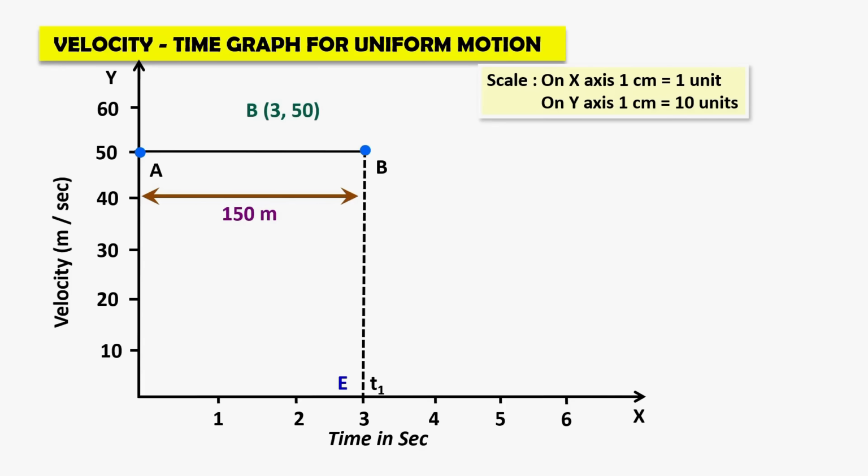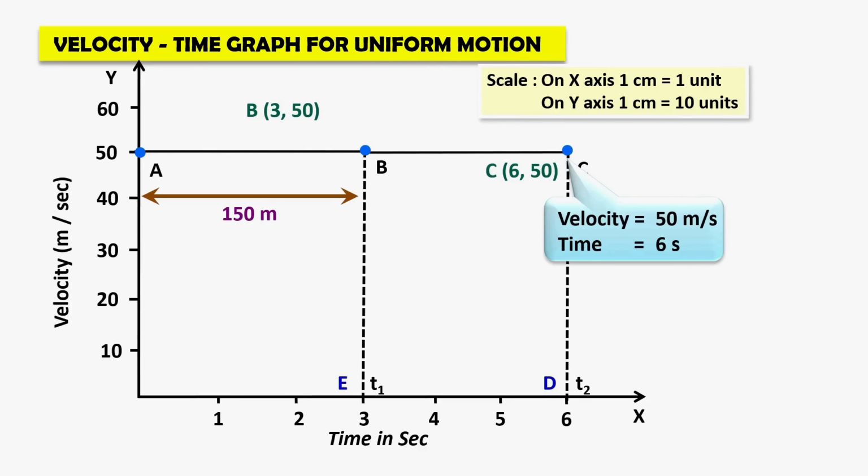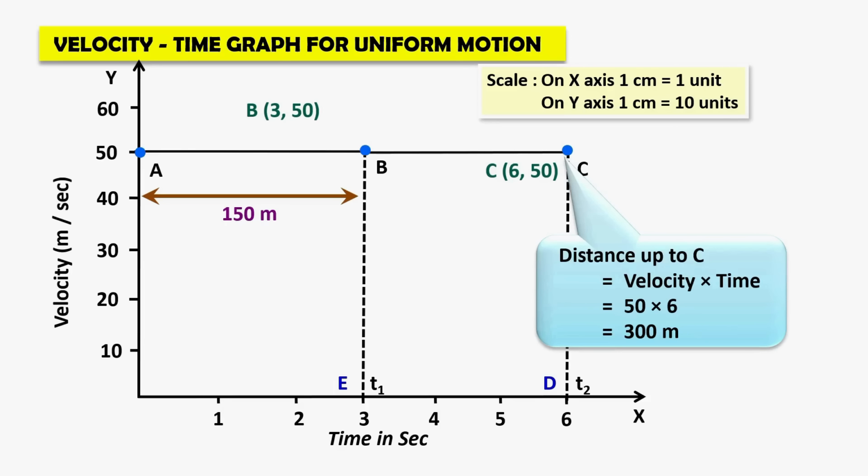Now, look at point C on the graph. At point C, the time is 6 seconds and the velocity is still 50 meters per second. This confirms that the velocity remains constant even after 3 seconds. Finding distance up to point C. Again, to find the distance traveled up to point C, the velocity is 50 meters per second. The time is 6 seconds. So, the distance traveled up to point C is 300 meters.